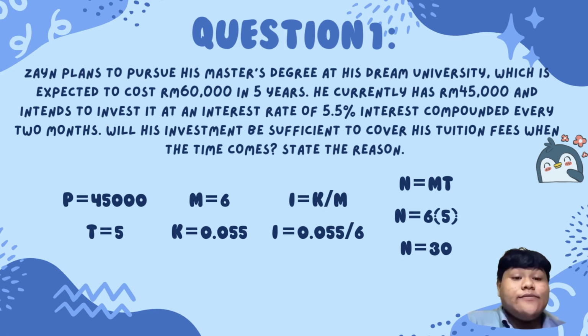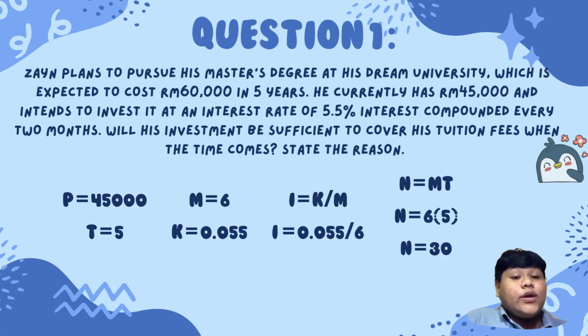We know that our principal is 45,000, our term is 5, our frequency is 6. Where did we get the 6? From the words compounded every 2 months, so we calculate 2, 4, 6, 8, 10, 12, which equals 1 year. So our M is 6. For our interest rate, we know that it's 5.5%. We change it to a decimal number, which is 0.055.